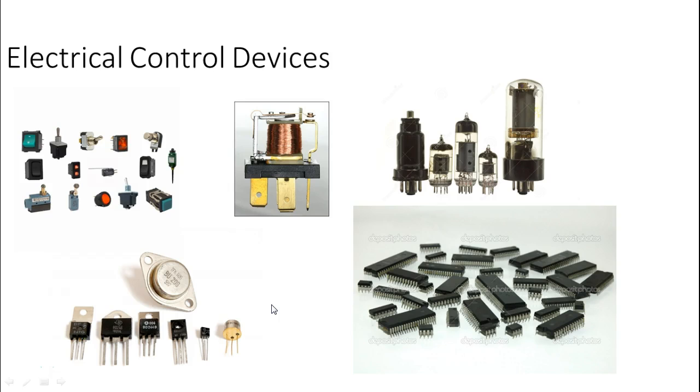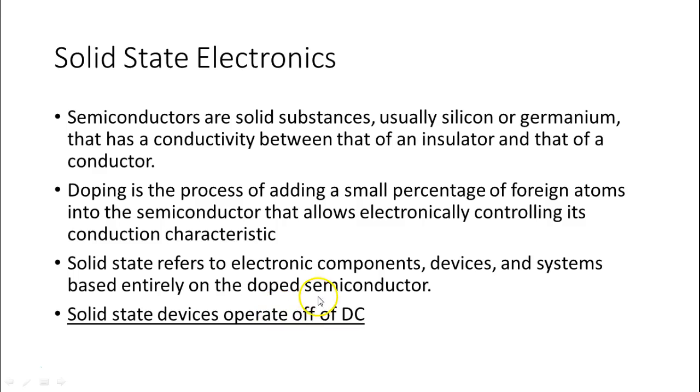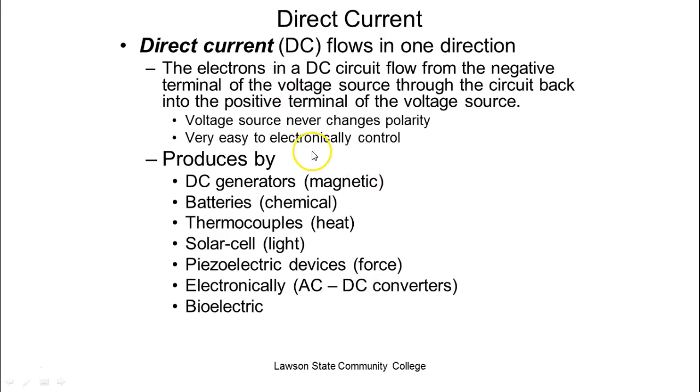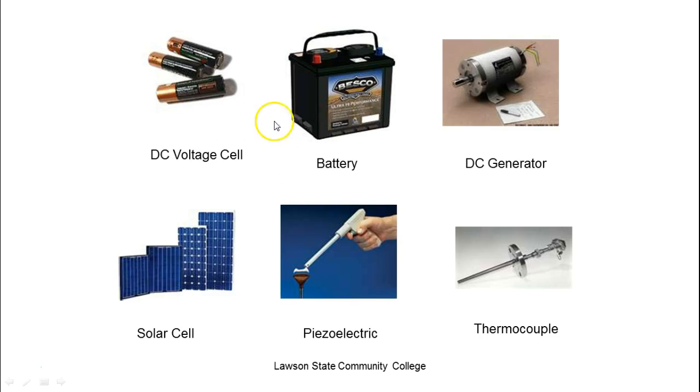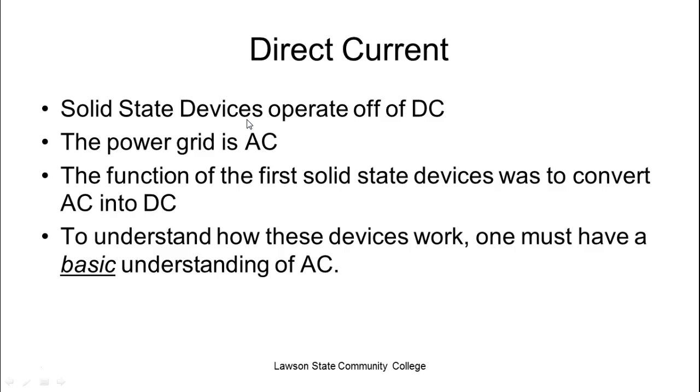Just to go back and review what we talked about, we talked about solid state, what solid state is and what it actually means. We looked at how we define and what actually produces DC, or direct current, which is current that flows in one direct way. And of course, the biggest advantage of DC is that it's very easy to electronically control. We looked at some of the devices that we're familiar with that generate DC, or direct current. Then we understand that solid state devices operate off of DC, and we looked at a little bit about the power grid and other functions here.